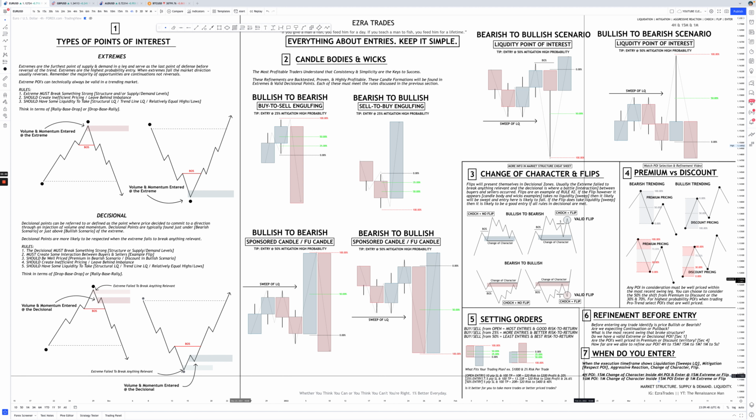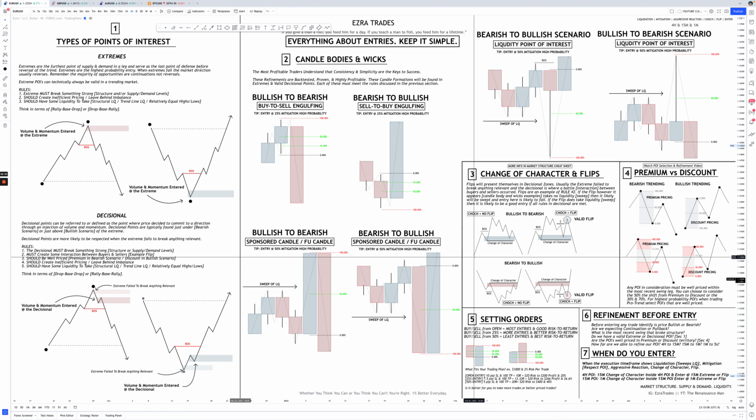Now, let's say you have a 4-hour POI that you've refined down to the 15-minute. Now this is how you do it. You have a 15-minute point of interest. Now when price comes into that area, you await a 1-minute change of character inside the 15-minute point of interest, and you're going to enter at a 1-minute extreme or flip.